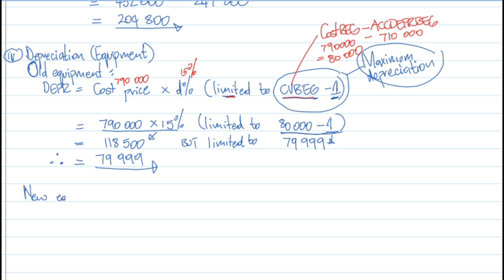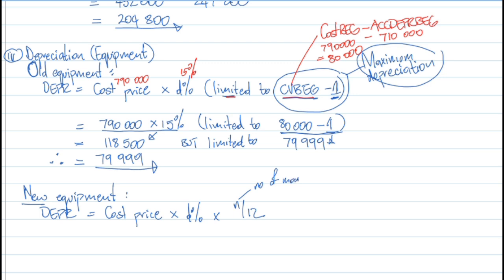Now let's look at the depreciation for the new equipment. The equation for the new equipment is going to be depreciation equals cost price multiplied by the depreciation percent or the depreciation rate multiplied by n over 12. Notice that there's no limit to the carrying value at the beginning of the year when we are doing the depreciation on the new equipment. This is because the asset was purchased during the year, so there's no carrying value at the beginning of the year. The n is the number of months for which the asset has been in our books since it was purchased in the current financial year.